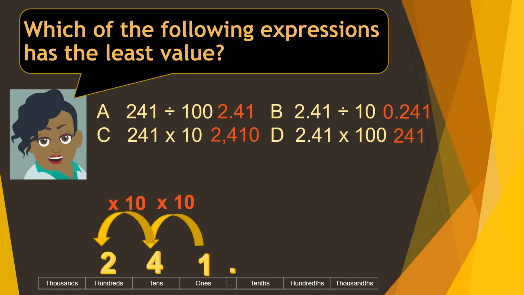Now we have to decide which value is the least. Answer choice A is between 2 and 3. Answer choice B doesn't even have one whole. It's smaller than 1. Answer choice C is bigger than 2,000, and answer choice D is bigger than 200. Since all of the answer choices except B are bigger than 1, then B has the least value.